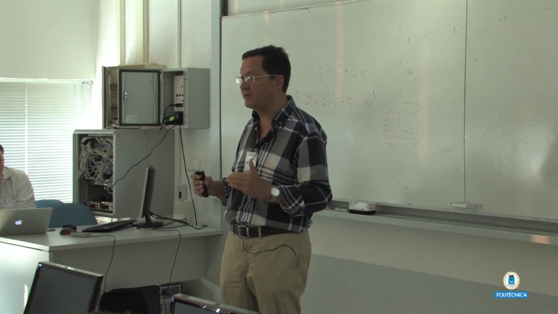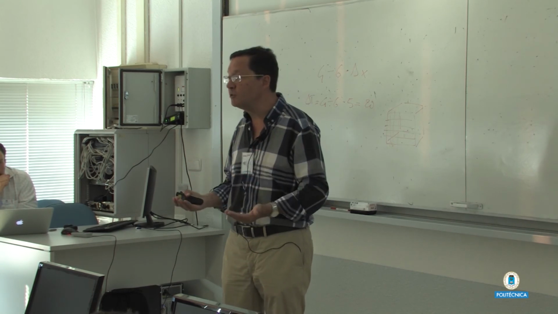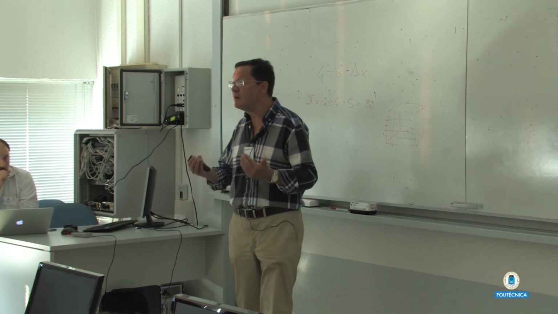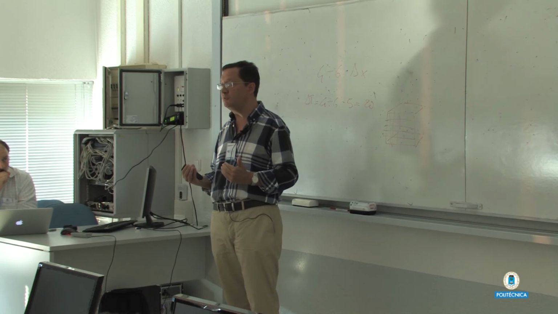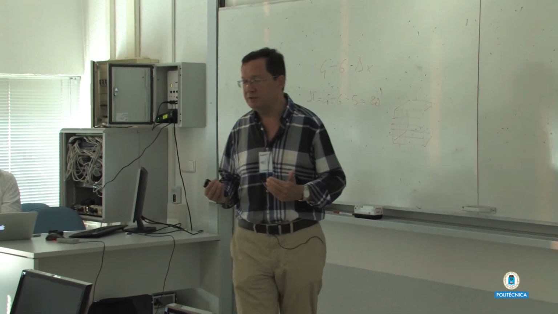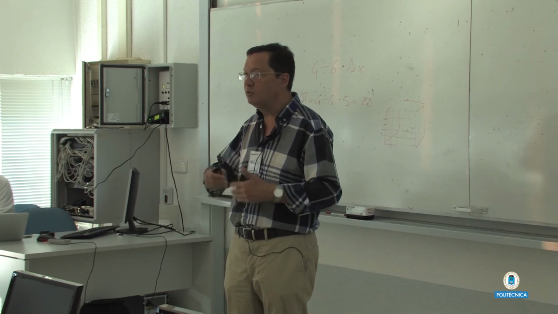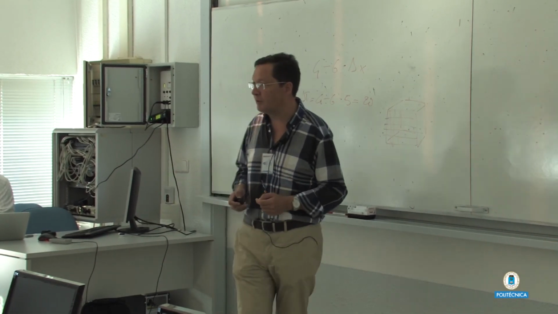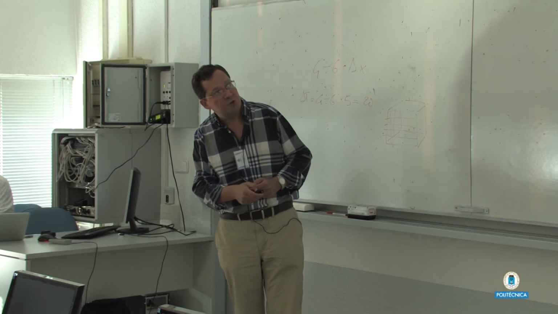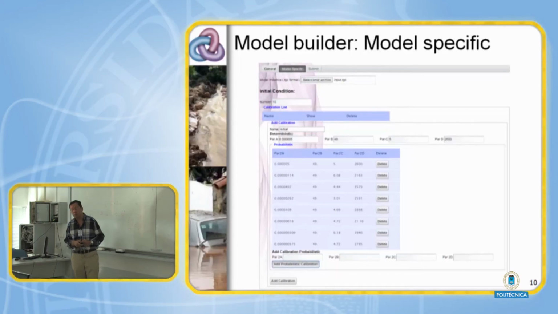So in calibration, we characterize the probability distribution of model parameters, and then we sample from those probability distributions and generate a number of model runs with these parameter values sampled from the probability distribution. In order to specify a probabilistic calibration, what you do is you sample parameter values from their probability distributions and introduce into the portal the different sets of parameter values.